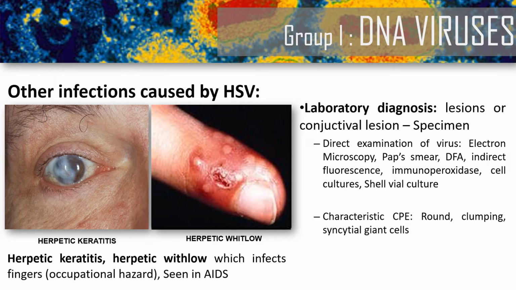For the characteristic, pakitig ng class of your CPE, you have your rounding, clumping, syncytial, giant cells. For other infections caused by your herpes simplex virus, class, we have your herpetic keratitis. So therefore, class, we can actually observe this one as infection, and then herpetic whitlow naman, class, sa kamay. Herpetic keratitis at saka herpetic whitlow, which infect fingers, as occupational hazard seen in AIDS. You have your acquired immunodeficiency syndrome, commonly caused by your HIV.